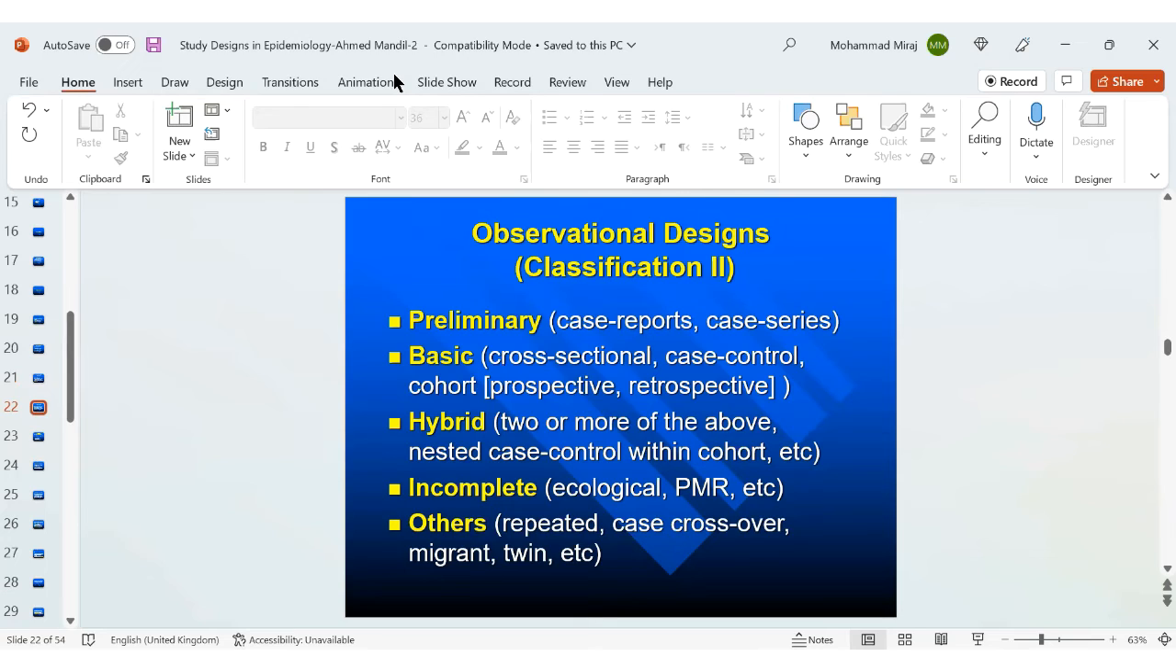For example, the case report, the case series method. As far as the cross-sectional study is concerned, it is again an observational design, a hybrid model, where we can use different types of cohorts. And then we have got incomplete models. For example, we have got the ecological data, and there is a case crossover data. So there are different types of data which can be used.